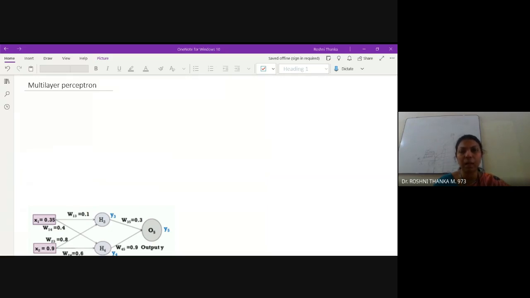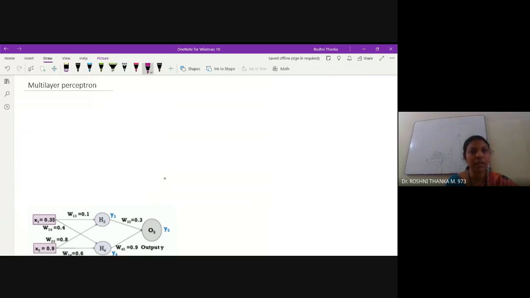Another algorithm in the artificial neural network is the multi-layer perceptron, or multiple layer perceptron. From the word itself, you can understand there will be more than one perceptron available. In the single layer perceptron, we call it a single layer because we have only one perceptron. But in the multiple layer perceptron, as the word says, there are multiple perceptrons and also multiple layers of them. So what does this multiple layer perceptron look like?